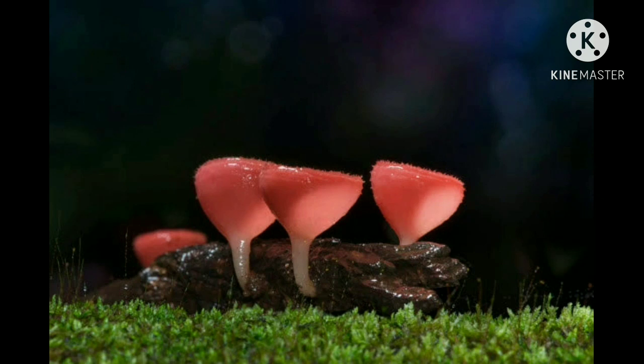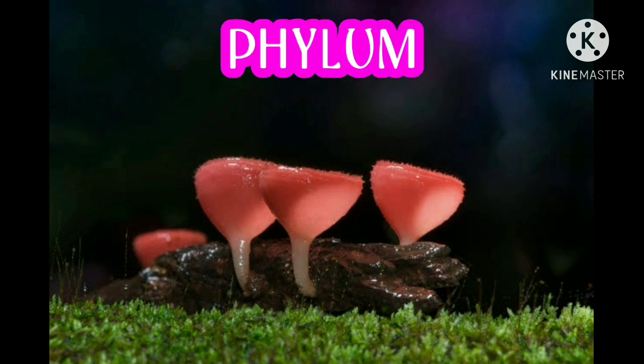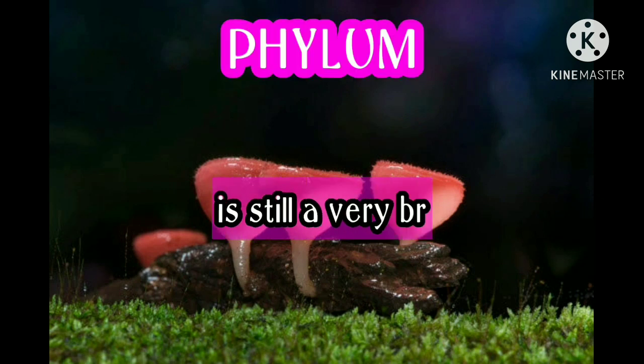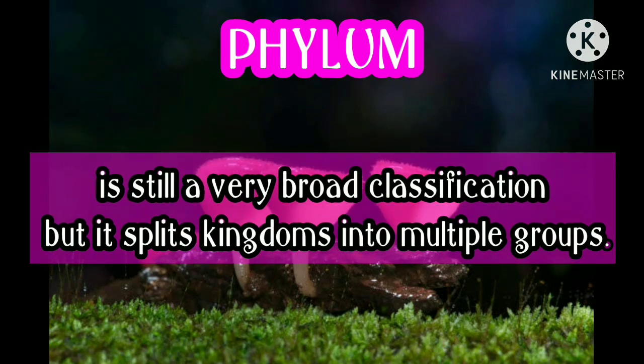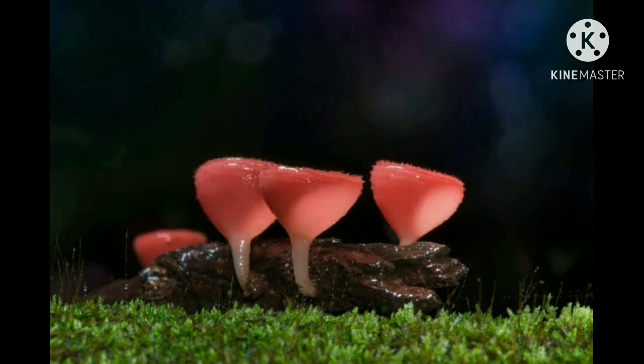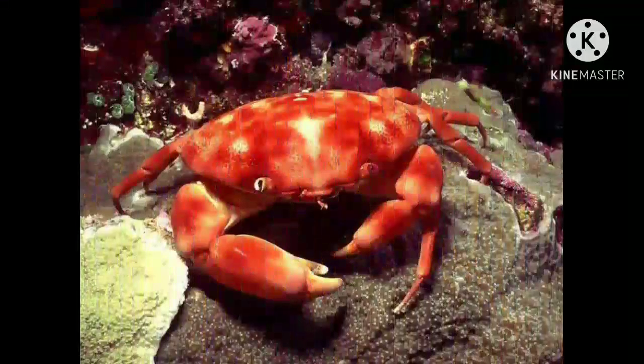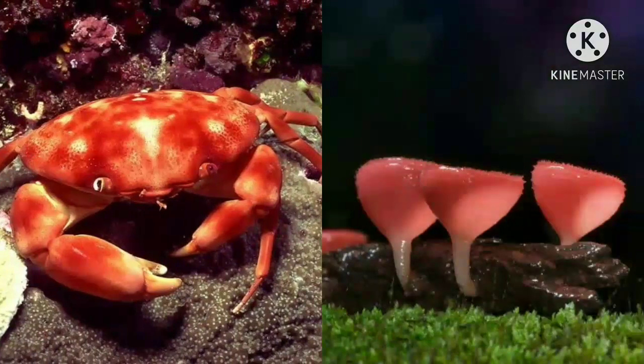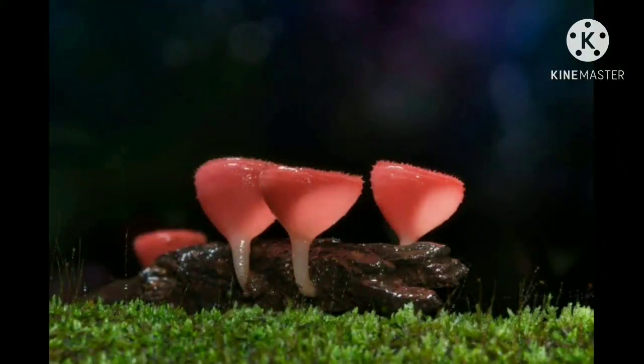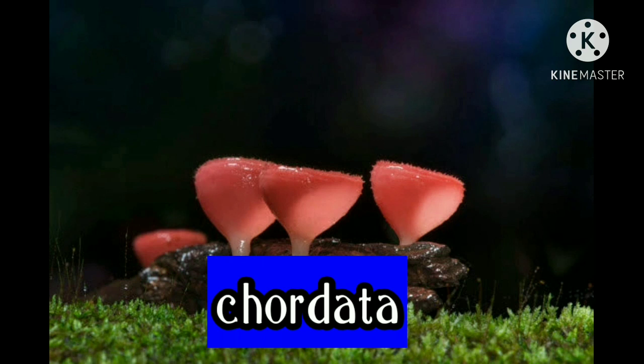The second hierarchy is the phylum. A phylum, or plural phyla, is still a very broad classification, but it splits kingdoms into multiple groups. An example of phyla from animal kingdom is Arthropoda, which includes all insects, spiders, crustaceans, and more. All vertebrate animals belong to one phylum called Chordata. Invertebrates are separated into many different phyla.